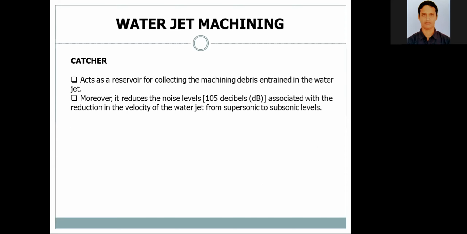The catcher. When the water jet cuts the job, the debris and the cutting pieces, also the residual velocity of the water, come from the other side of the job. So we need a catcher. This acts as a reservoir for collecting the machining debris entrained in the water jet. Moreover, when cutting with a very high speed water jet, the noise level is very high, so it has to be decreased. So this catcher also decreases the water sound level.